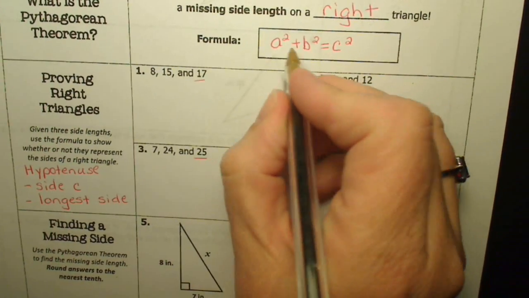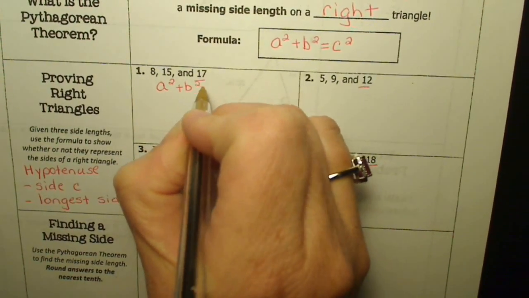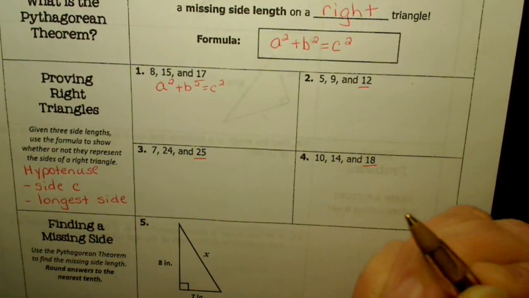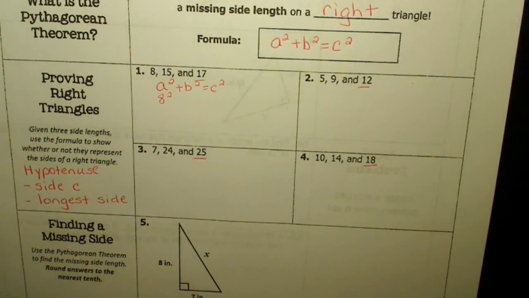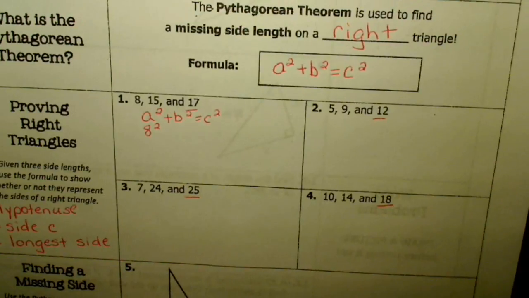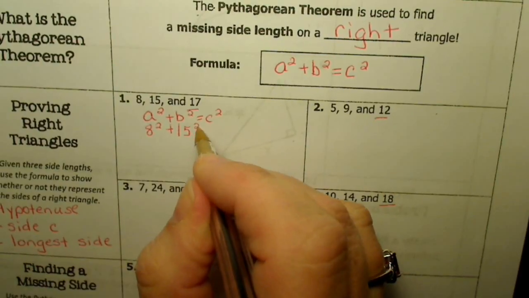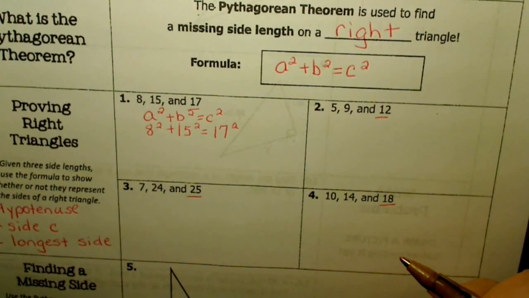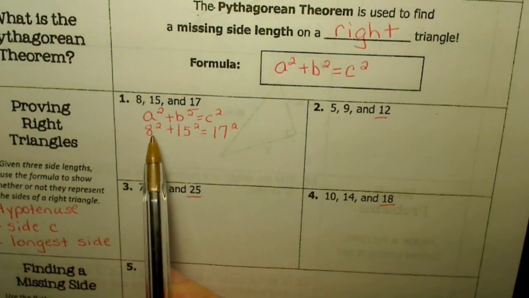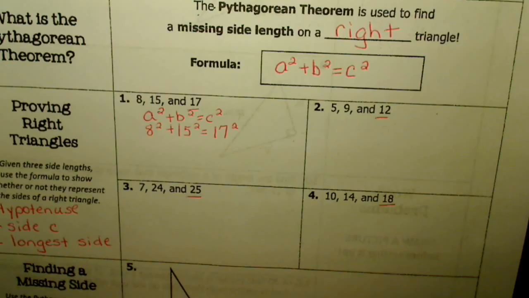Okay, so we're going to use this formula. So let's write it down here. Every time we do the Pythagorean theorem, we're going to write it down. Okay, so I'm going to make my side A be 8. So I'm going to put 8 squared. My B then is going to be 15 squared. And my C is 17 squared. And my whole point here is to see if this side does indeed equal that side.